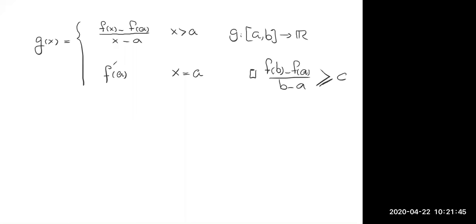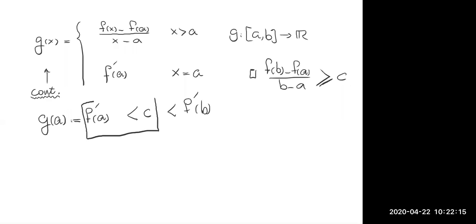Now, look at g of a. So g of a is equal to, first of all, this function g of x is continuous. It's something you can verify simply. So g of a is defined to be f prime of a. And we assume C is something between f prime of a and f prime of b. So C is greater than f prime of a, right?